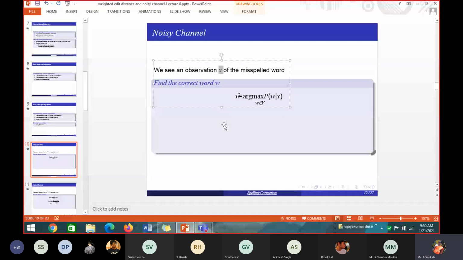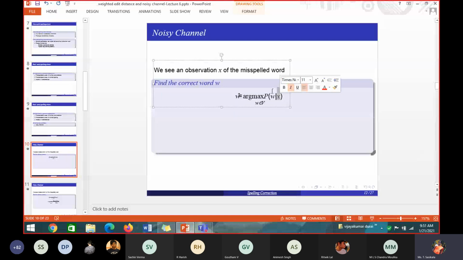We see an observation X, that is our incorrect or misspelled word, and find the correct word W. So using the noisy channel method, W is equal to argmax over W belonging to V. What is V? It is the candidate set. For each word belonging to the candidate set, what I have to find is the probability of W given X. That is, given a wrong word, what will be the possible correct word? Probability of W given X.